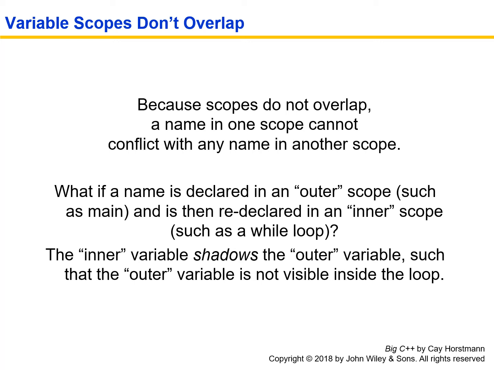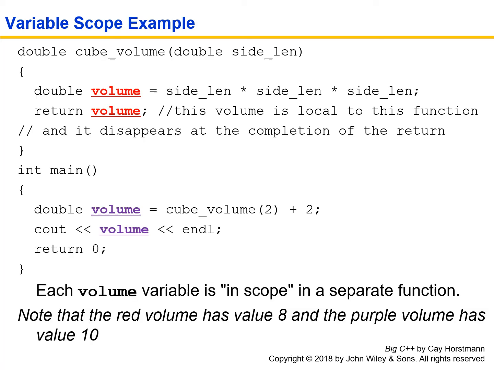But what if a name is defined in main, and then I create a loop, a while loop, and I redefine another variable with the same name? Well, the inner variable is said to shadow the outer variable. You can't see the outer variable anymore because the inner variable takes precedence. Here's an example of variable scope between two different blocks.